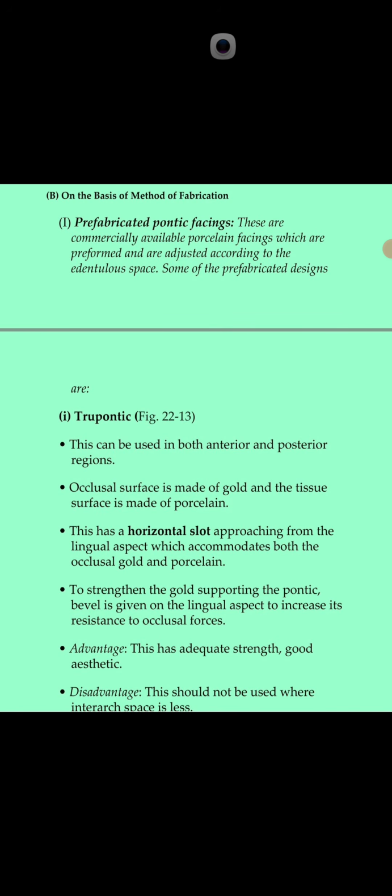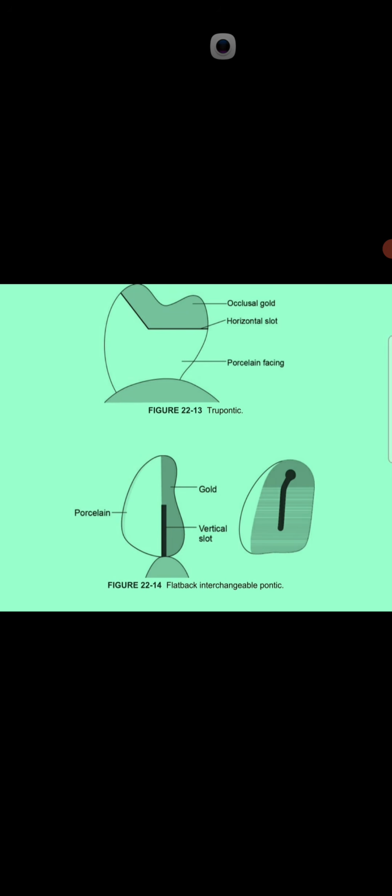Some of the prefabricated designs are: number one is the true pontic. Now what is a true pontic? This is a true pontic in figure 22.13. In a true pontic, the occlusal surface is made up of gold and the gingival surface is made up of porcelain, and in between there is a horizontal slot. This is the true pontic.